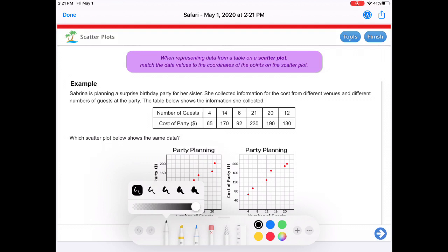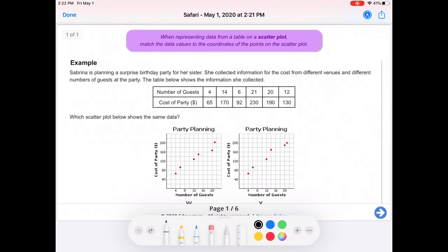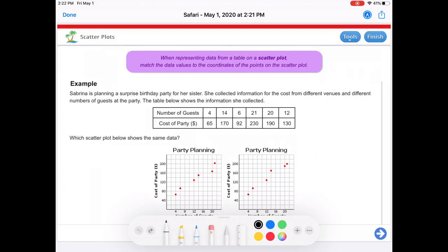And scatter plots are a visual way to show a relationship between two sets of data. And we usually like to plot them on a coordinate plane. So what we're going to look at here is Sabrina. She's planning a surprise birthday party for her sister. She collected information for the cost of different venues and different numbers of guests at the party. So this table shows the information that she collected.